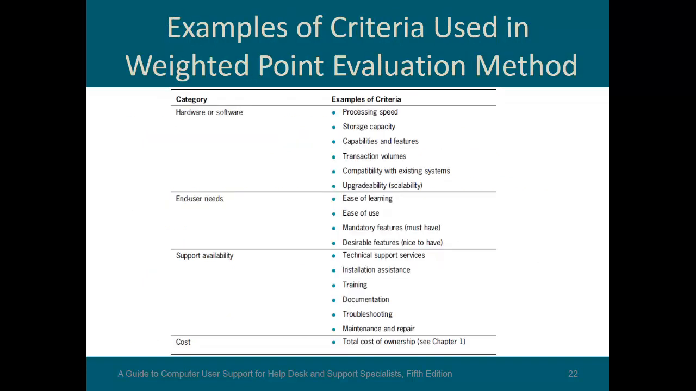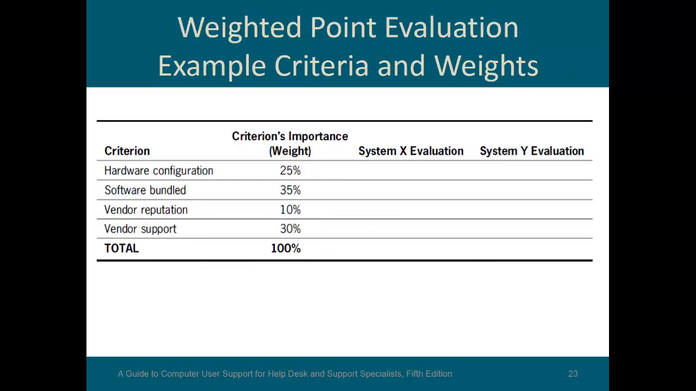Examples used in weighted point evaluation method: hardware, software, end user, support, availability, and cost. And there's some examples there. Let's look a little bit more closely at the weighted point evaluation example. So on the left-hand side, we see the criterion, which is hardware configuration, software, vendor reputation, vendor support. And then you have to evaluate what is the importance. So you put in the percentage that's important.